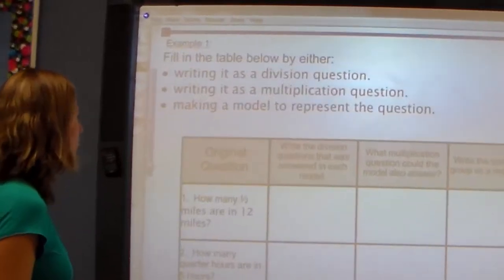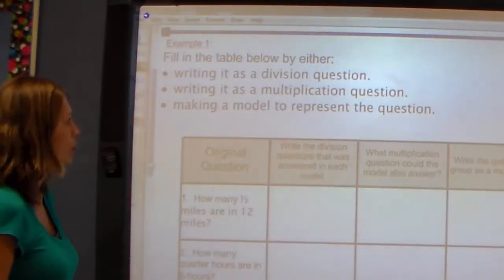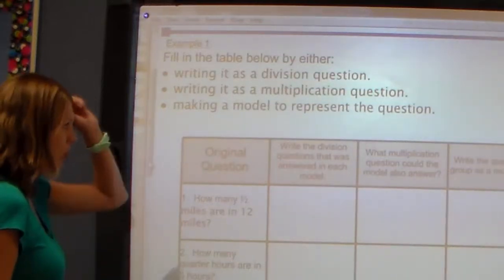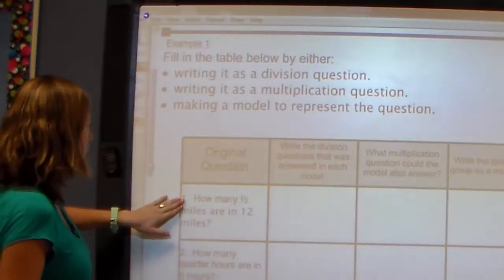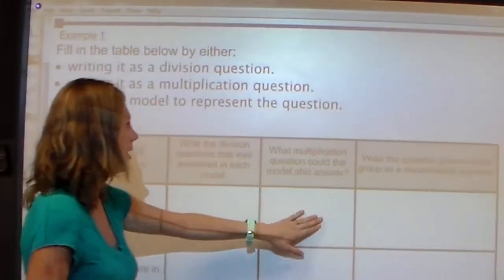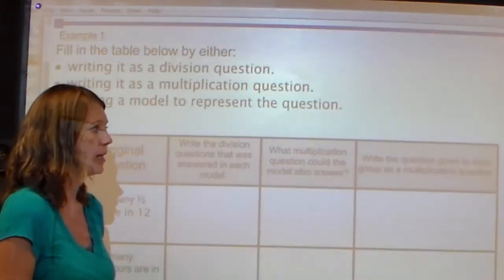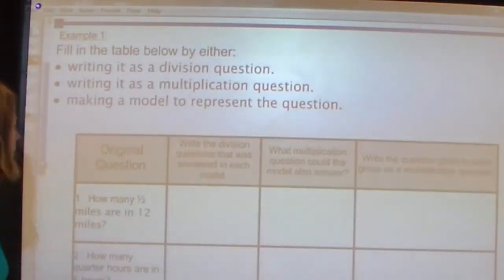Example 1 says, fill in the table below by either writing it as a division question, writing it as a multiplication question, or making a model to represent the question. So what we're going to do is look at our original question here. We're going to write it as division, we're going to write it as multiplication, and then we're going to write the question given to each group as a multiplication question.